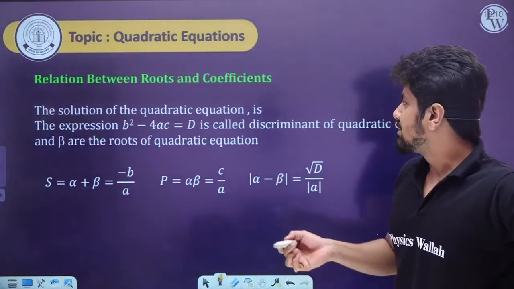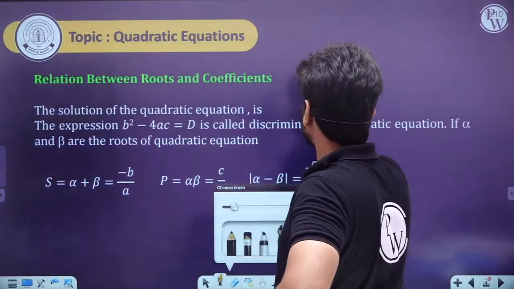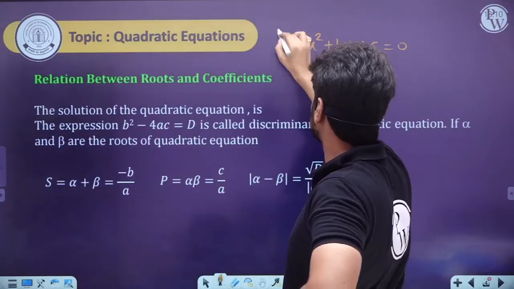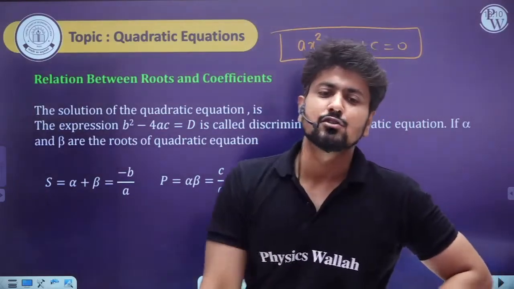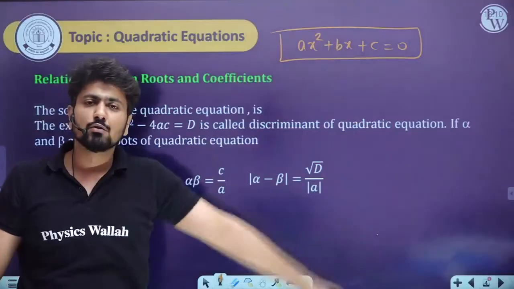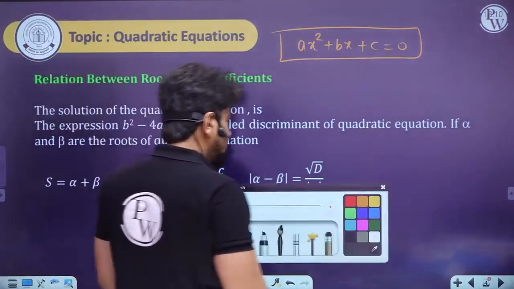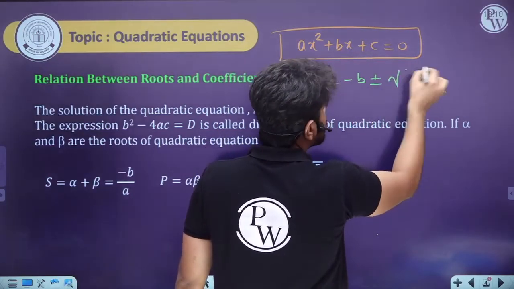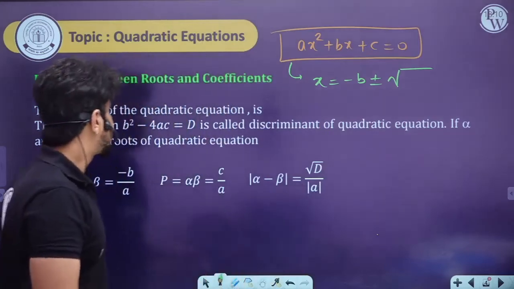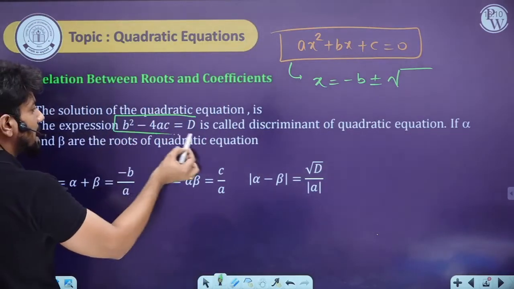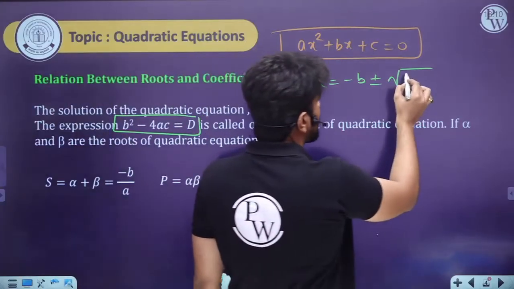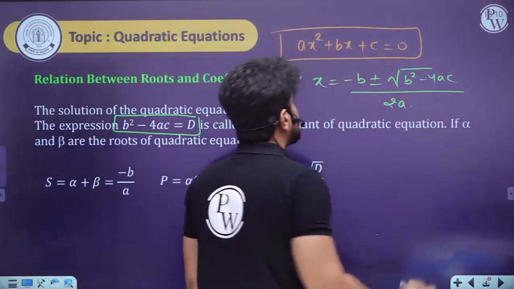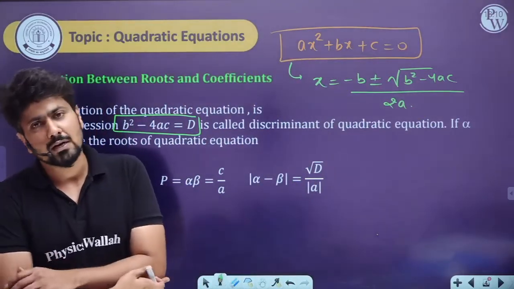So for a quadratic equation, a general quadratic equation looks like this, right? ax square plus bx plus c is equal to 0. This is the general form of a quadratic equation. You know how to find the roots of this equation, right? Everybody knows this famous Sridharacharya formula. x is equal to minus b plus minus under root of discriminant, where discriminant is b square minus 4ac. So under root of b square minus 4ac divided by 2a. This is how we find the roots of a quadratic equation.